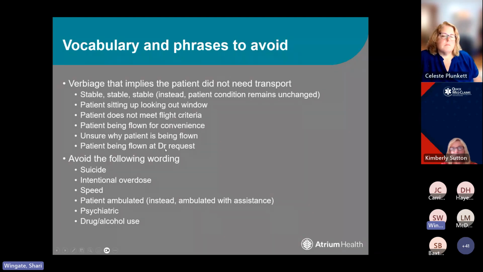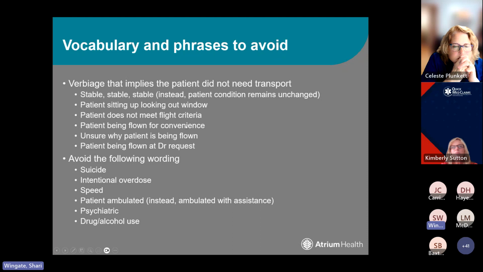Here are some key phrases. Try not to say stable, stable, stable, because that just kind of beats the dead horse that this person probably didn't need transport. Instead, say things like patient condition remained unchanged. Patient sitting up and looking out the window. Patient does not meet flight criteria.